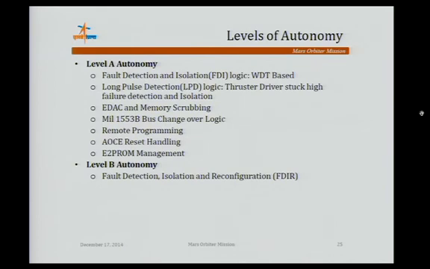In level A, basically the health of the system itself is monitored, like a watchdog timer based system, long process detection, where if a thruster fires continuously, thruster stuck failures are detected, and EDAC for memories and memory scrubbing, and MIL-1553 bus changeover logic, where in case of bus failure it automatically changes over the bus as well as the system. Remote programming feature: in case of any anomaly or any algorithm change required, we have a program to uplink a patch so that we can modify the algorithm on board.